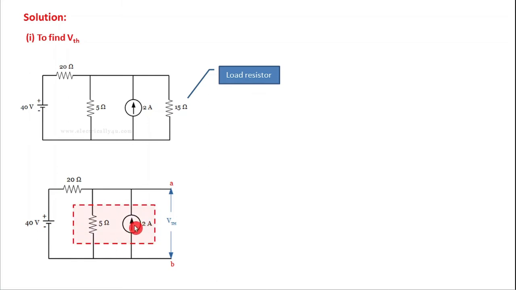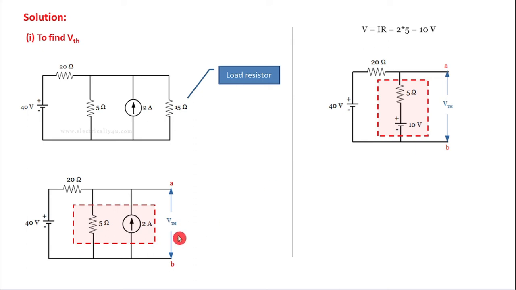Here there is a current source connected in parallel with the 5 ohm resistance. By source transformation, we can convert this current source into a voltage source where the voltage value is V = IR, that is equal to 2 into 5. Here this is 2 ampere and here it is 5 ohm. So if you multiply both, you get 10 volt. So the circuit can be replaced like this.